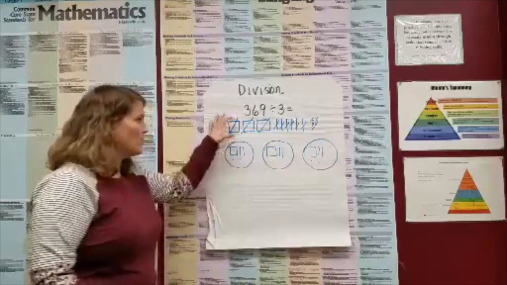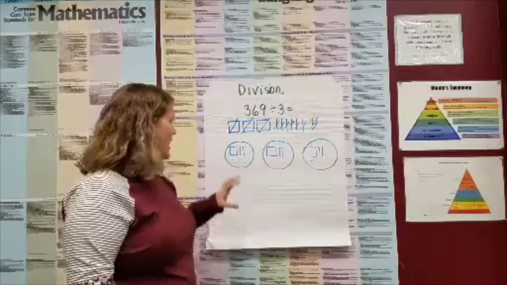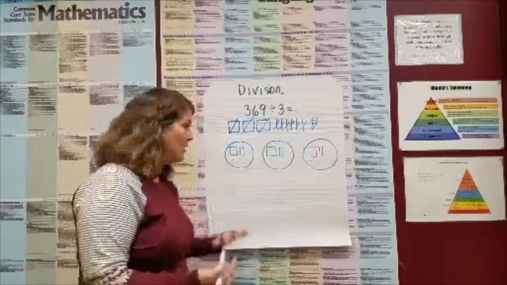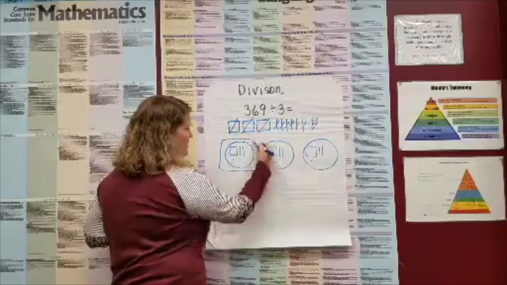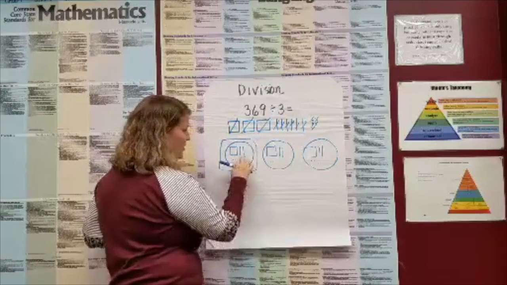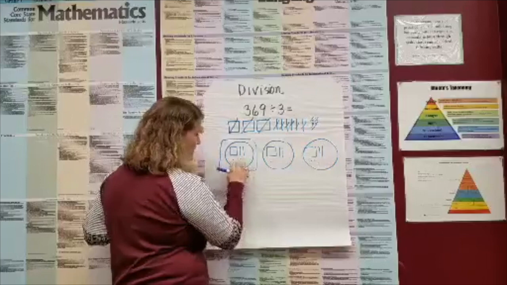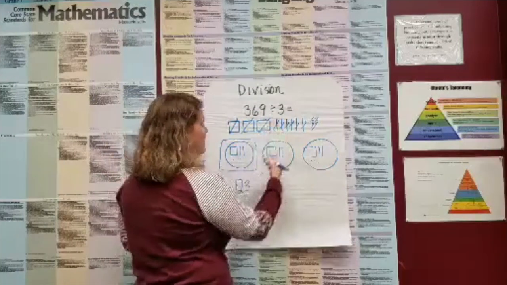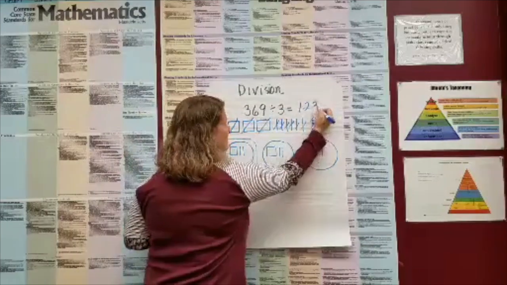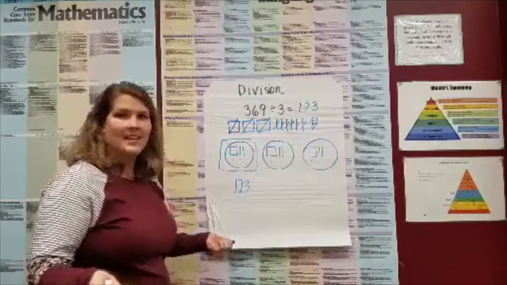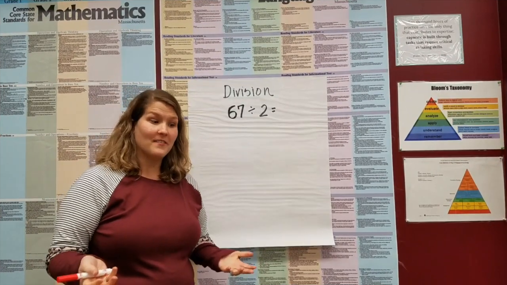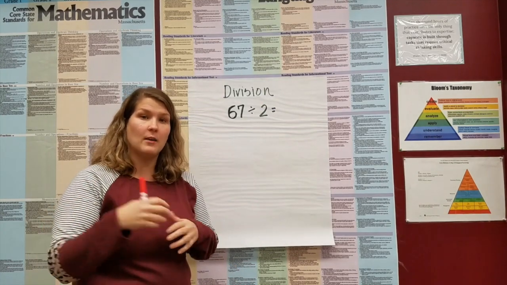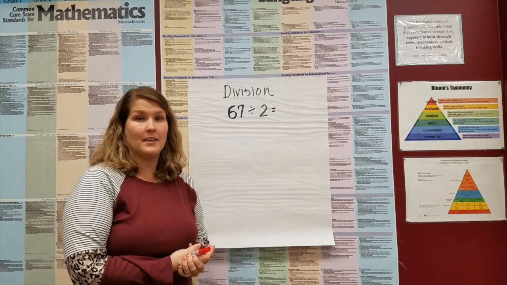So now that I've sorted all the components of my quick pick, all I have to do is take one of the circles and find out how many are in that first circle. So in this circle, I have 1 hundred, 2 tens, and 3 ones. So I know that 369 divided by 3 is 123. That's it. Okay, so I just showed you what division looks like using quick picks and sorting the components of the quick picks into equal groups.